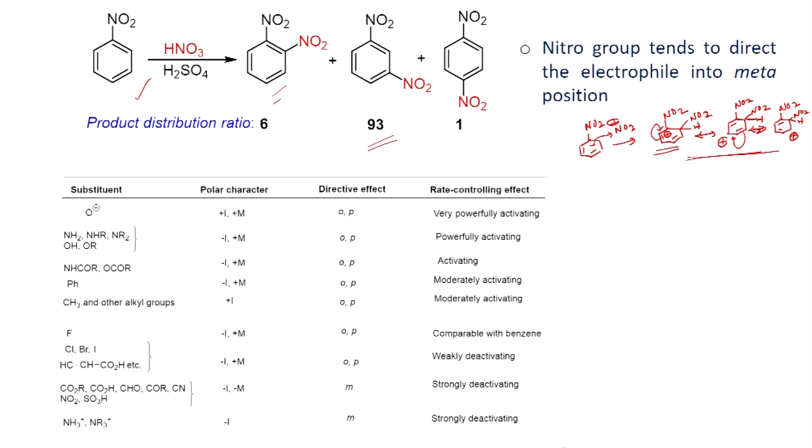If you look, this is the least stable among them, because you already have an electron withdrawing group, and you have the carbocation next to this carbon, and the same carbon has the electron withdrawing group. Therefore, this resonance structure is very much less stable.